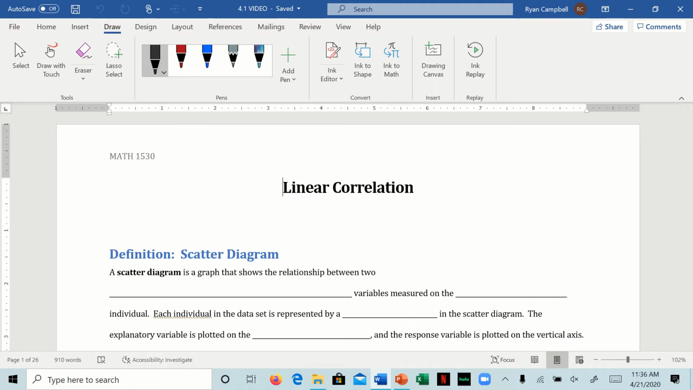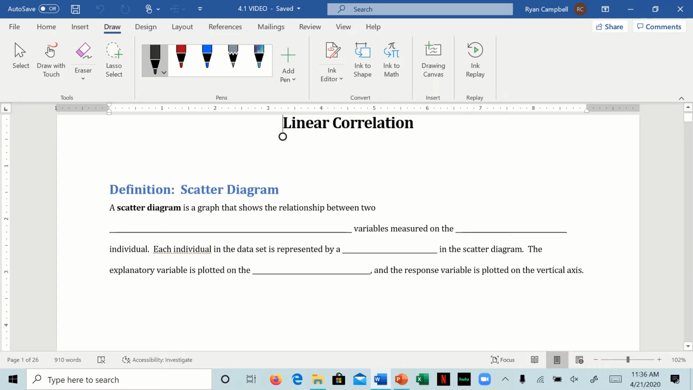So next, we are now going to be talking about linear correlation. Before we talk about that, let's talk about a scatter diagram, also known as a scatter plot. A scatter diagram is a graph that shows relationships between two quantitative variables. Remember, quantitative is all about numbers. So there should be two numbers measured on the same individual. Two numerical values on the same individual.